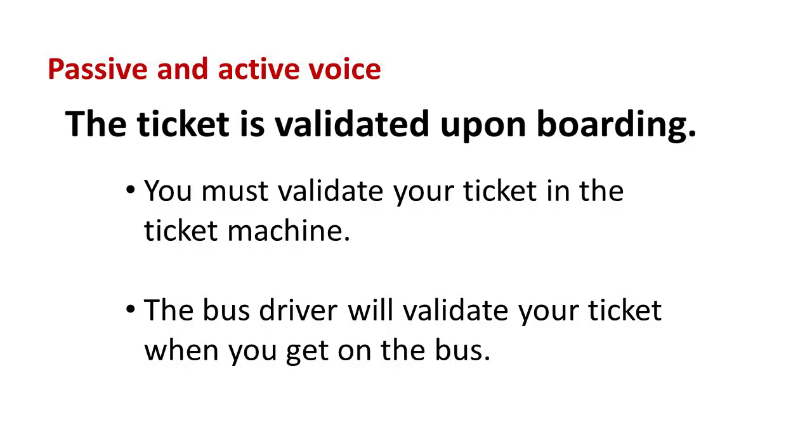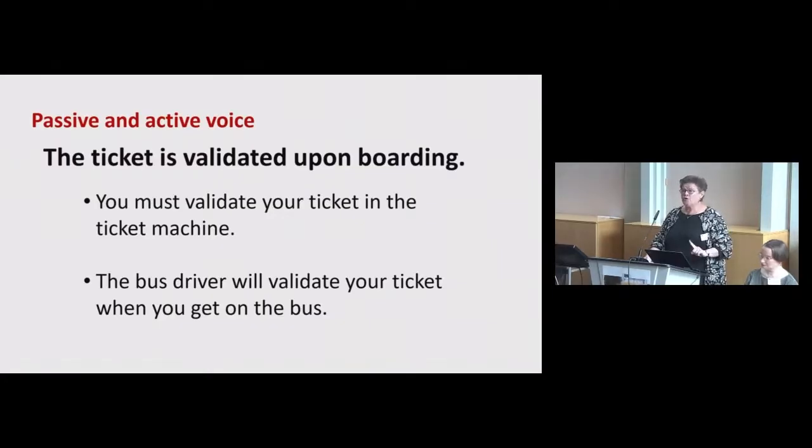Active and passive voice. The ticket is validated upon boarding. Okay, how does it work? You know, the passive voice might include that you must validate the ticket yourself in the ticket machine on the bus, or the bus driver will validate your ticket. So whenever you're turning something into active voice, you have to have the information, you have to know what you're writing about. And that was also something we talked about yesterday. In order to be clear, you actually need to know how everything functions that you're writing about. And I think very often we hide our own ignorance by fluffy, difficult words.